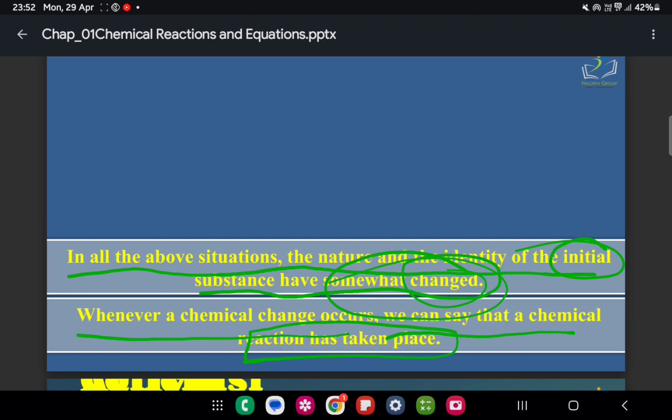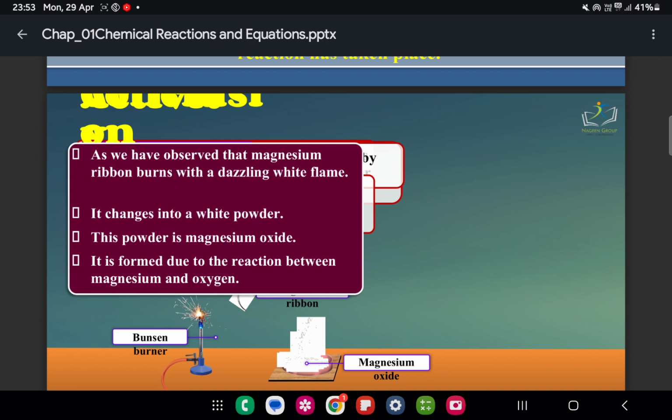And when chemicals react, we get some reactions. Here one example is given. As we have observed, the magnesium ribbon burns with a dazzling white flame. When we take the magnesium ribbon and heat it using a Bunsen burner, it burns with a dazzling white flame. It shows a white flame, which is very important. Then we can say that a reaction takes place.